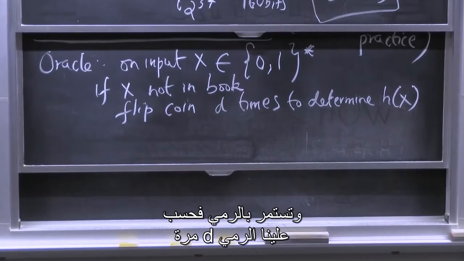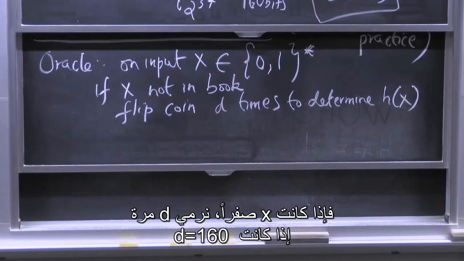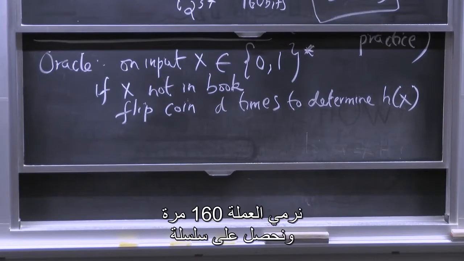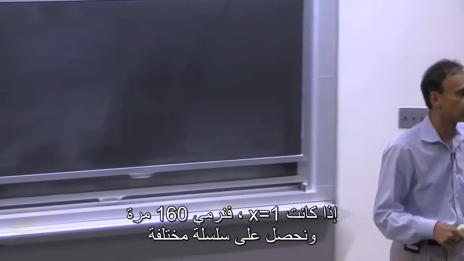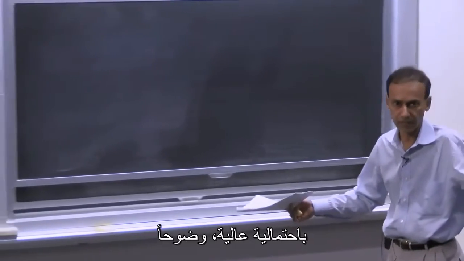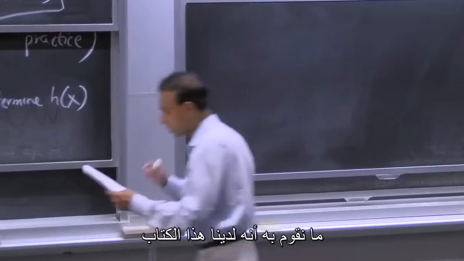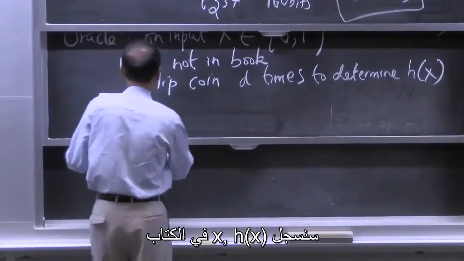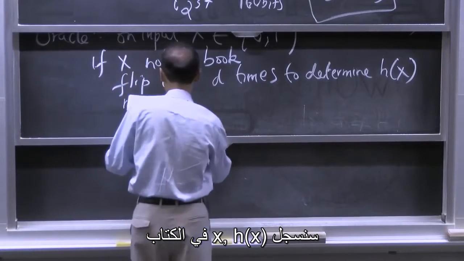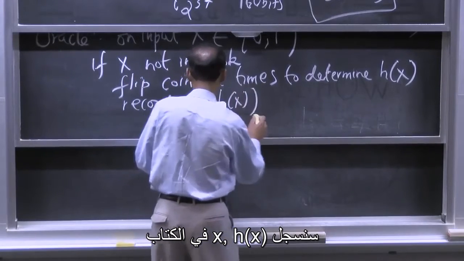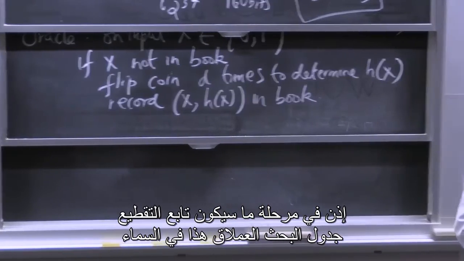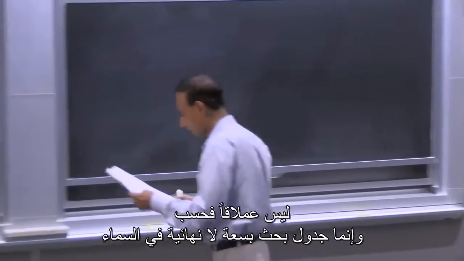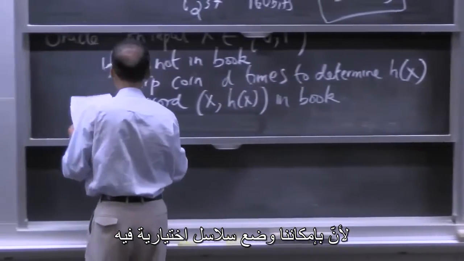And you just keep flipping. You have to flip d times. And so if x was 0, you flip d times. d was 160. You flip the coin 160 times and got a string. If x were 1, flip 160 times, get a different string with very high probability, obviously, and so on and so forth. But what you do is you have this book. So you're going to record x, h of x in the book. Okay? So at some level, your hash function is this giant lookup table in the sky, right? Well, actually, not giant, infinite capacity lookup table in the sky, because you can put arbitrary strings into this.